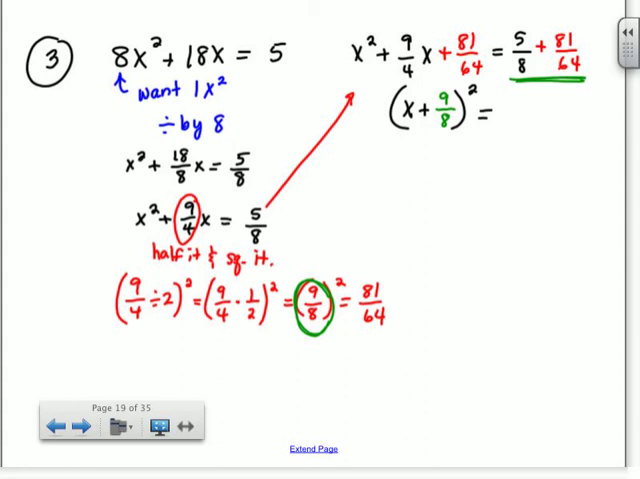All right, and then over here, this is kind of messy. I need to combine those two fractions, so what do I need to do? Yeah, you need a common denominator. So this first one needs to be multiplied by 8 over 8. So now I'm going to have 40 over 64 plus 81 over 64, which ends up being 121 over 64.